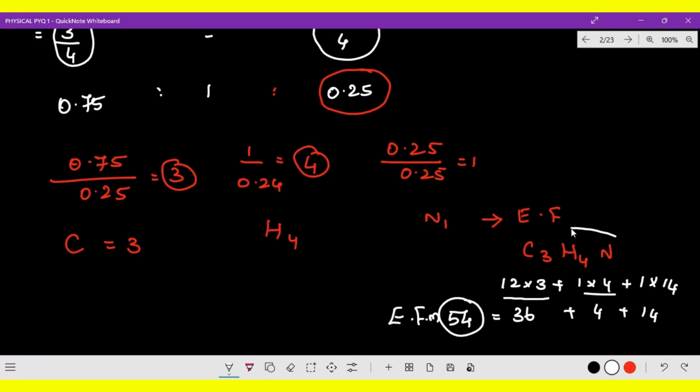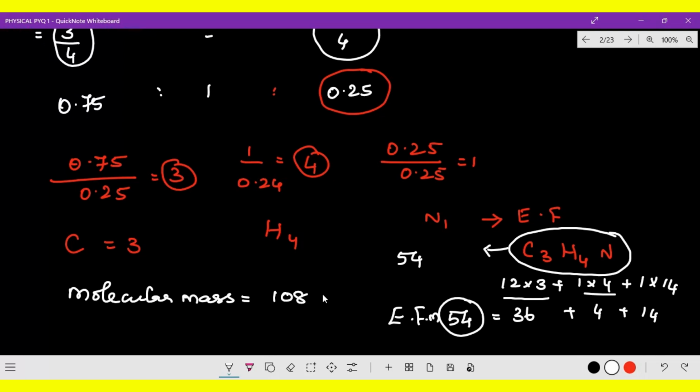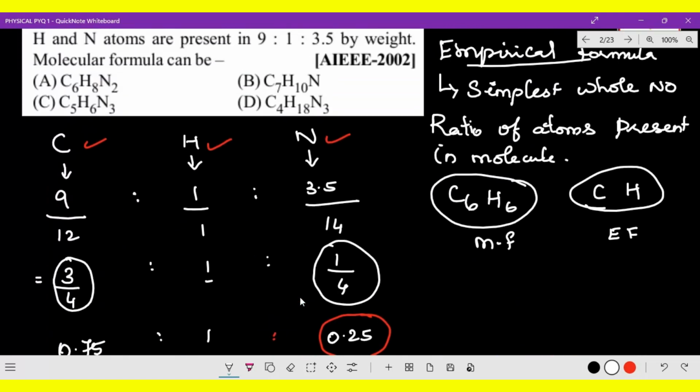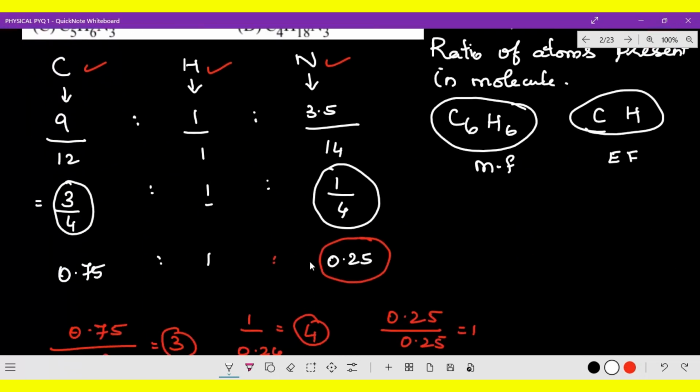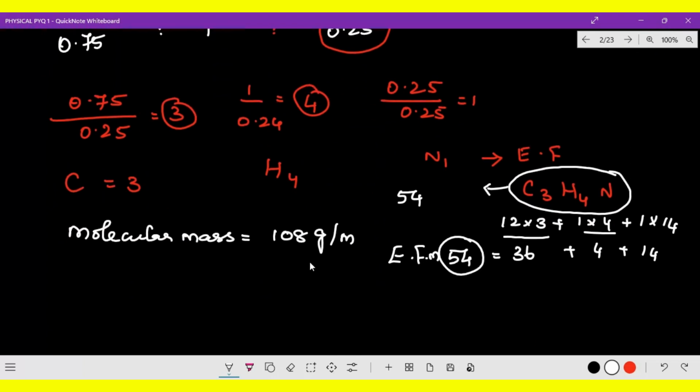Empirical formula is C3H4N. Now the empirical formula mass is 54. There is no unit for empirical formula mass because it is the simplest whole number ratio, right? And the molecular mass, how much have they provided? I'll just write it. Molecular mass, here 108 gram per mole. In the question they have mentioned 108, no? Molecular mass they have provided, and empirical mass we have also found out.